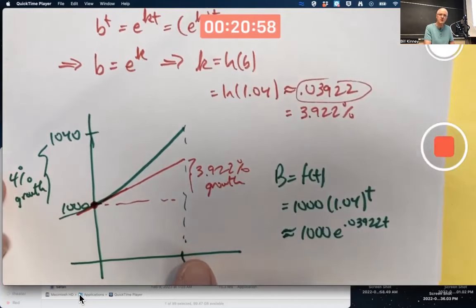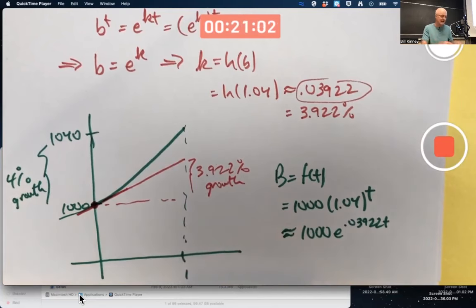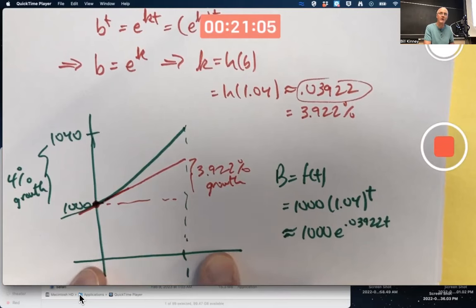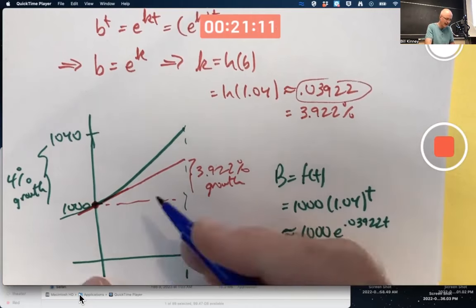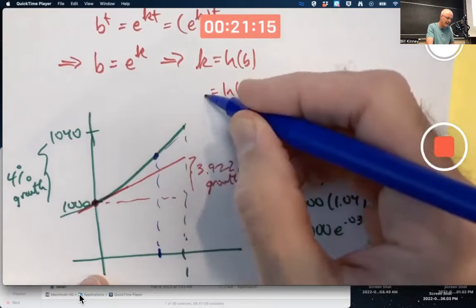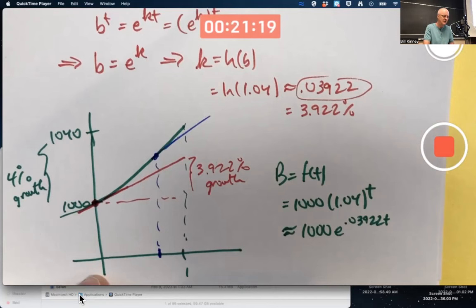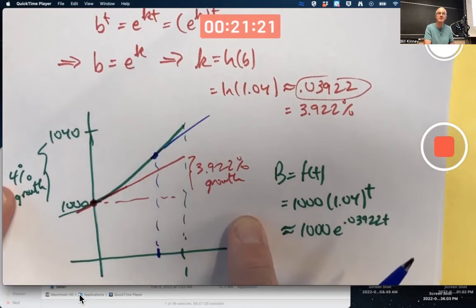This 4% actual growth and 3.922% continuous growth occurs over more than just the interval from 0 to 1. It occurs over any interval of length 1. If you start at any point in time and figure out the actual growth and also the continuous growth of the tangent line, you'll get the exact same percentages. I'm not going to take the time to verify that, but that is true. It's a fundamental fact about exponential growth.